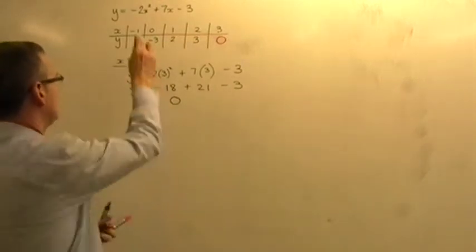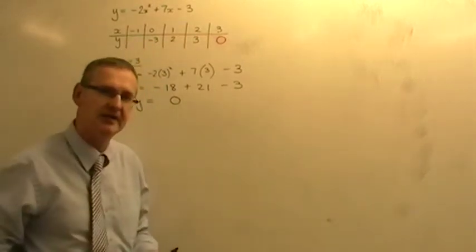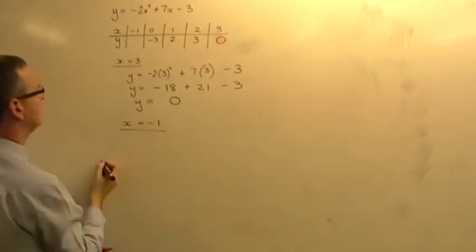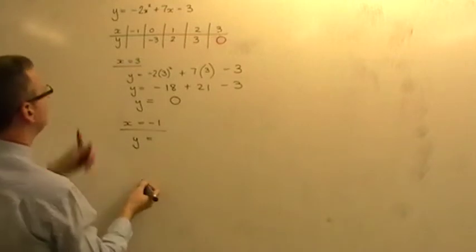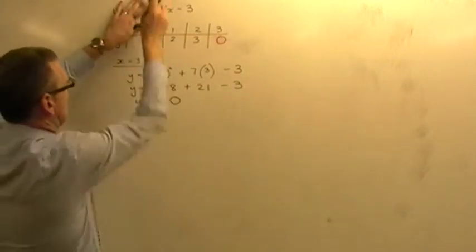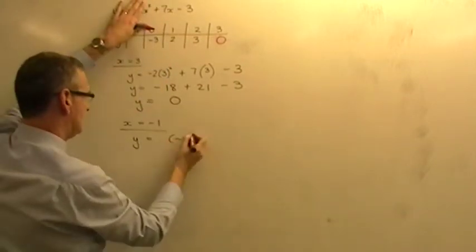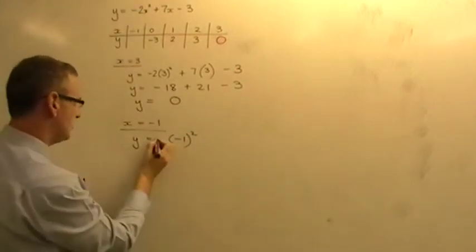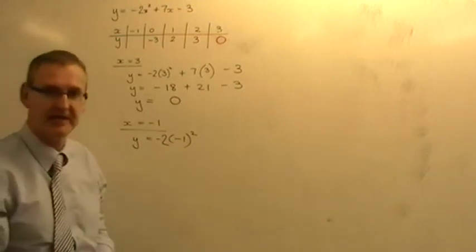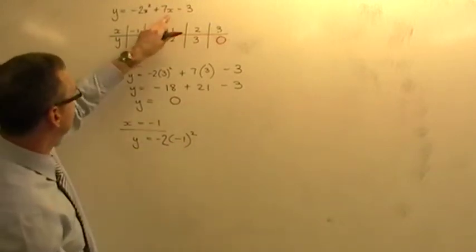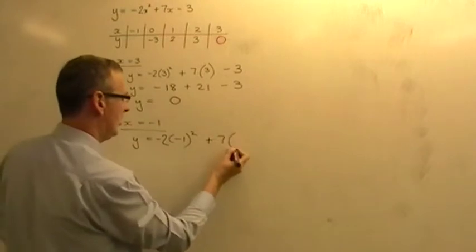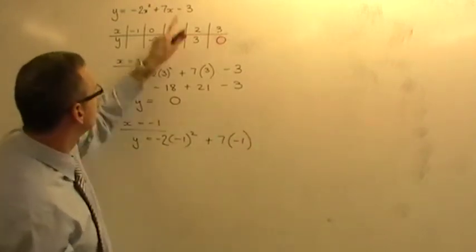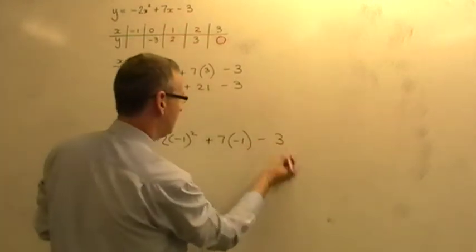I've got a second one to work out. Now this one's a bit harder because of the negative sign, so be careful. So if x is minus 1, the y value will be, we're going to take x and square it. So that's minus 1, put it in a bracket, and we're going to square it. You then multiply it by minus 2, so we've got minus 2 lots of that. Plus 7 lots of x, so plus 7 lots of minus 1. Put that in a bracket like so, take away 3.